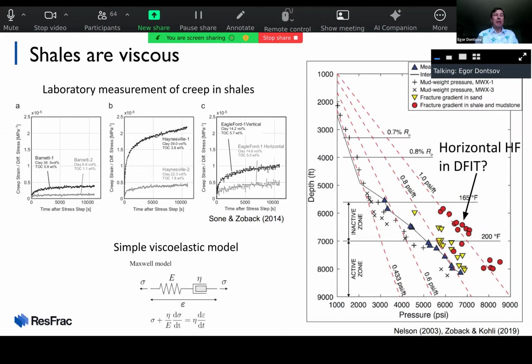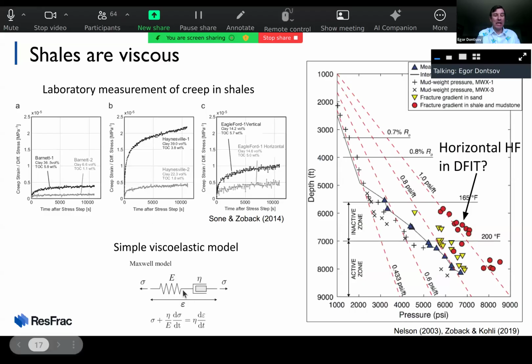So let's see. The first thing is I want to emphasize that shales are known to be viscous, and Mark Zoback is the one who was convincing us about it. He did lab experiments, and he plotted creep versus time on shale samples, and you can see you have some creep. For those who like math or viscoelasticity, that's roughly how it looks.